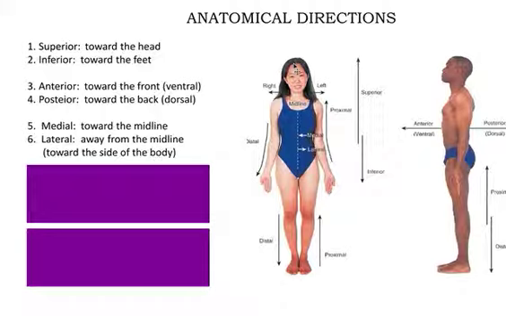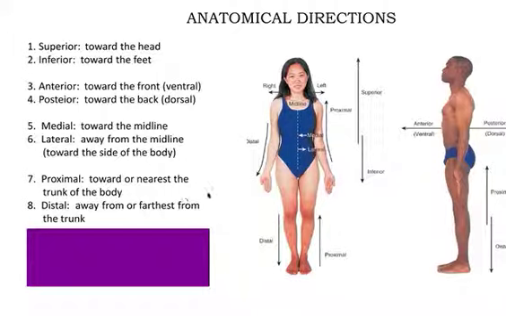Lateral means away from the midline. So this you could think about if somebody throws a lateral pass in football, that would be a pass that's immediately to the side. It's not a forward or a backward pass. It is immediately toward the side of the body. So it's directly away from the midline.